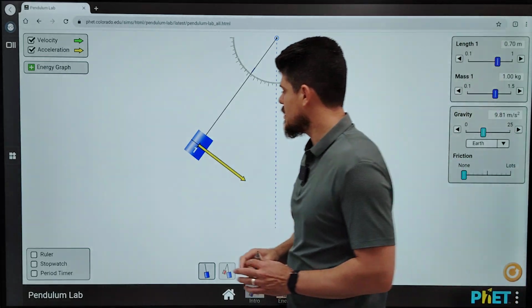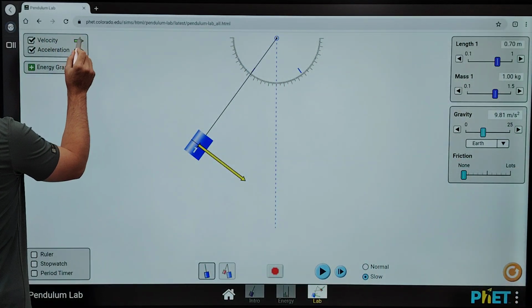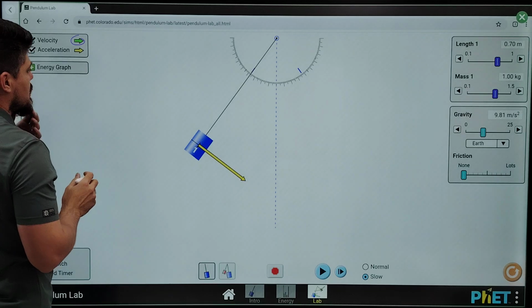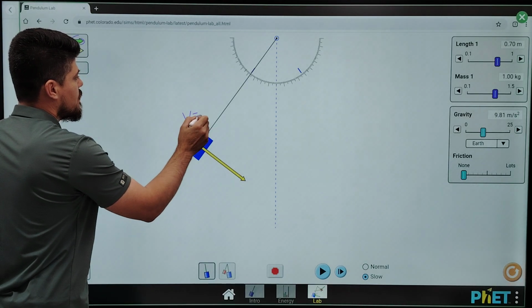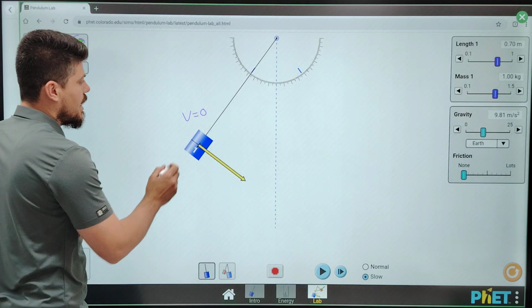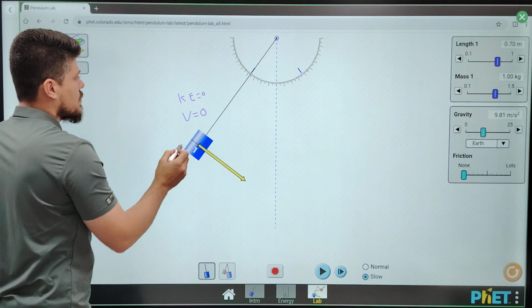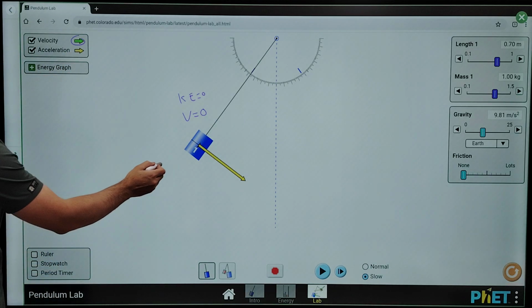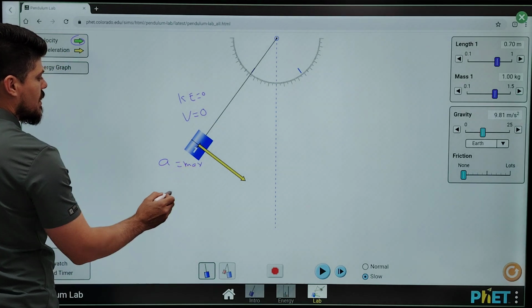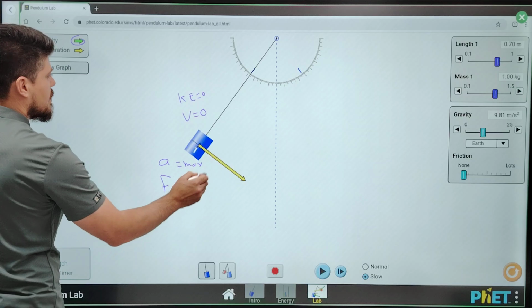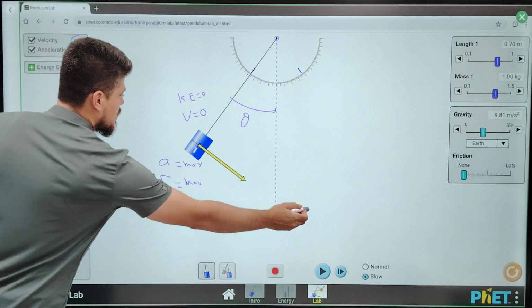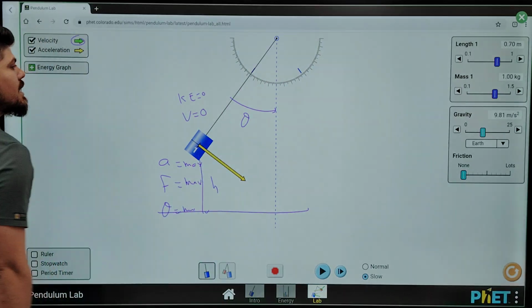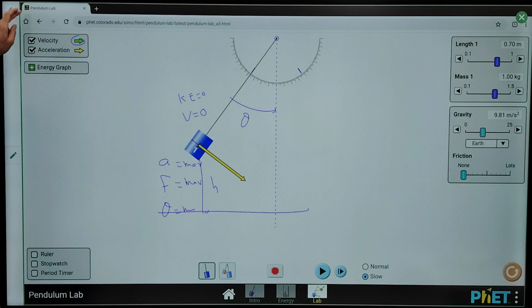Okay, so at maximum displacement, the green arrow of the velocity has disappeared. At this point v is zero, and kinetic energy is also zero. But the yellow arrow represents the acceleration. Acceleration is maximum. Restoring force is also maximum. Angular displacement is also maximum. Gravitational potential energy, because it has height, is also maximum. So it's very important, be careful.